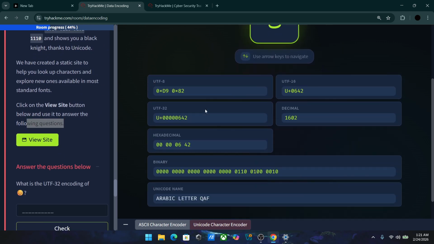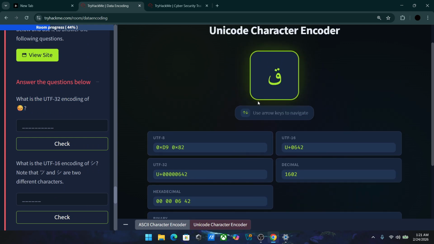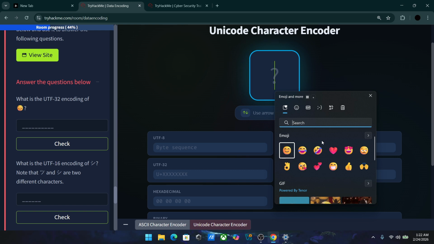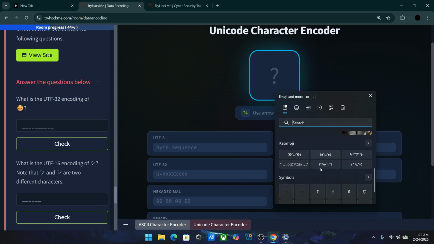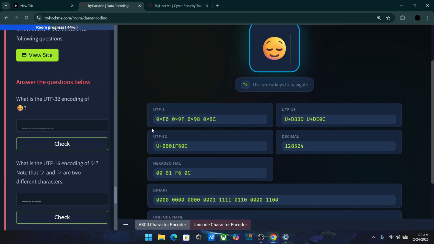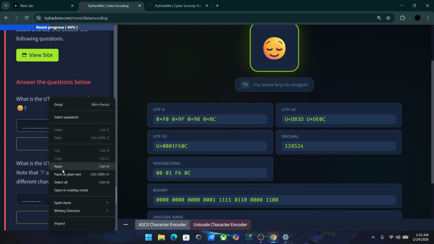This is called. What the hell is that emoji? I never saw that. Let me do this. Copy. Very easy method, guys. You can always do this. This one. Copy. Paste.